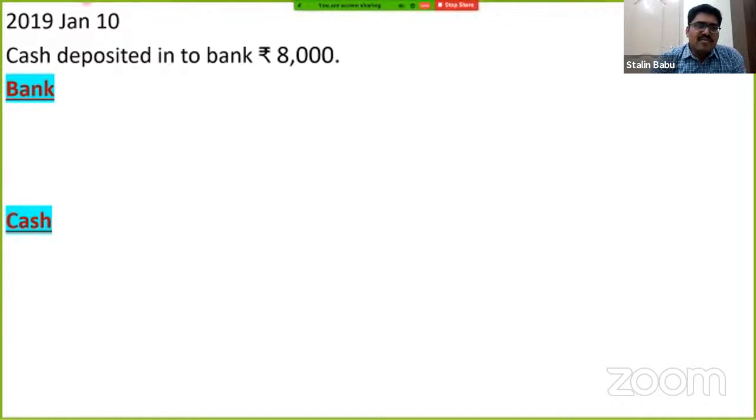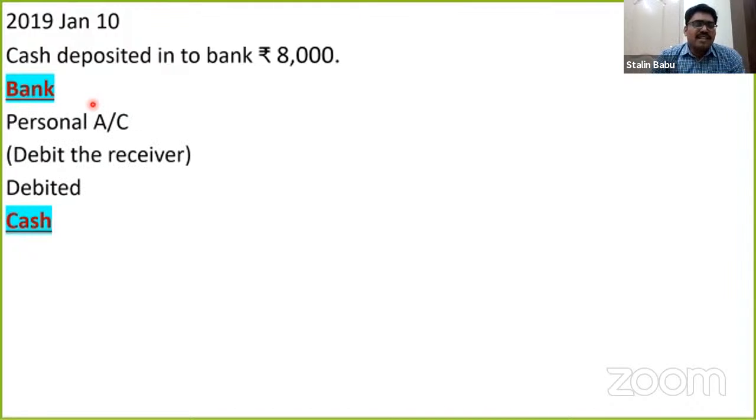So, what is the nature of bank account? Is it personal, real, or nominal? Yes, it belongs to personal account. In the personal account, there are three types: natural person, artificial person, representative. Banks belong to artificial person. The principle of personal account is debit the receiver, credit the giver. Here, bank is the receiver of the cash, so bank account should be debited.